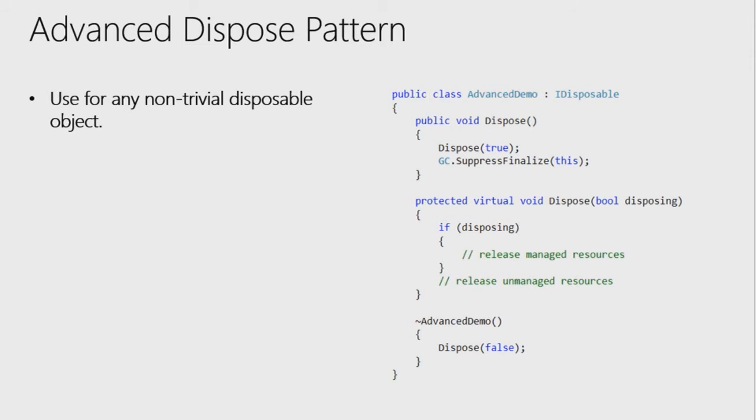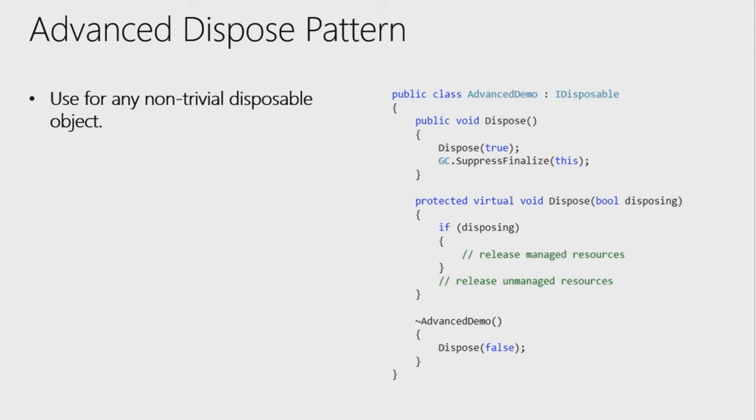If we haven't called dispose, when garbage collection actually runs, it will call our finalizer, advanced demo, which will then call dispose false. The interesting thing about this scenario is garbage collection will only run if we don't hold references out to other objects that are alive, so we don't need to dispose our managed resources in this scenario, hence we pass in false. But we still let go of the managed objects.